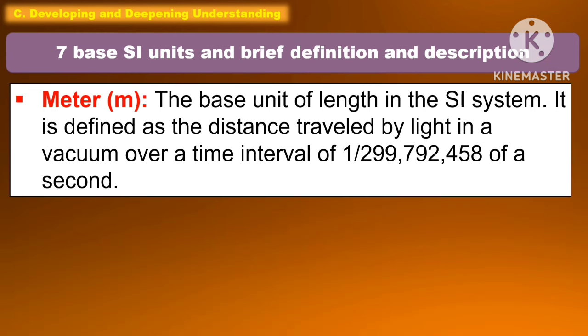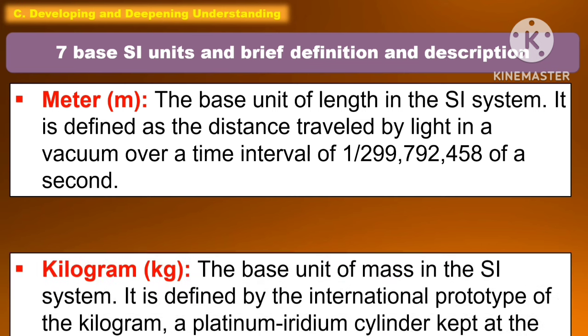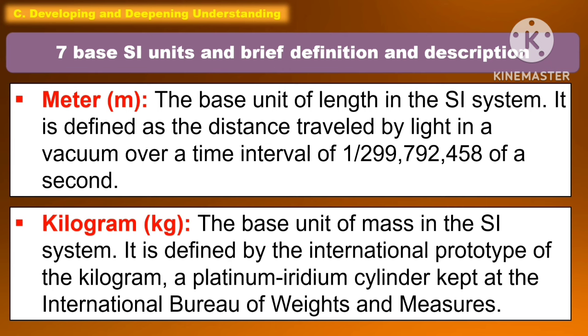The following are the 7 base SI units and the brief definition and description. The first one is the meter, the base unit of length in the SI system. It is defined as the distance traveled by light in a vacuum over a time interval of 1/299,792,458 of a second.